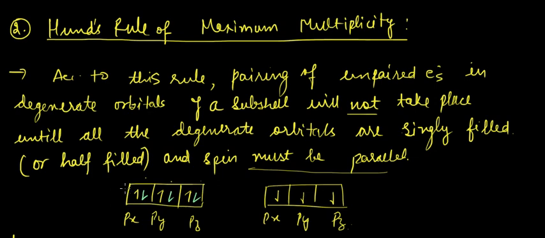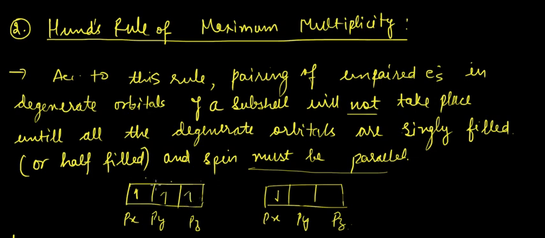What will happen first is, let's suppose the first electron comes, so it will be entering px. After that, let's say another electron comes. According to Hund's rule, the second electron would occupy the second degenerate orbital, which is py, rather than pairing up with the px, as the rule says that the degenerate orbitals would be unpaired until all are singly filled, and if the third electron also comes, it will be entering pz.